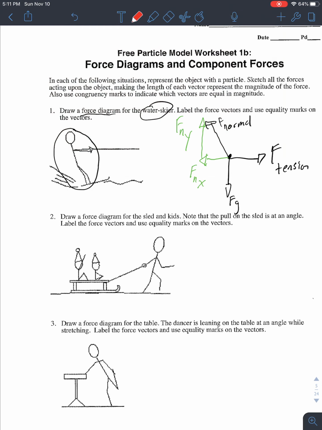So assuming the water skier is not accelerating and therefore moving at a constant velocity, all of our X direction forces would have to be equal, and all of our Y direction forces would have to be equal.